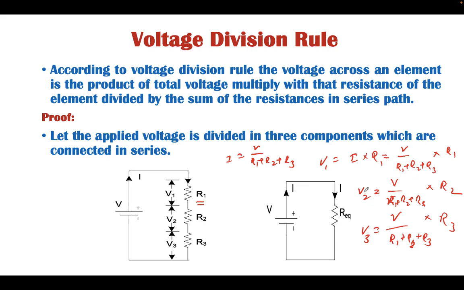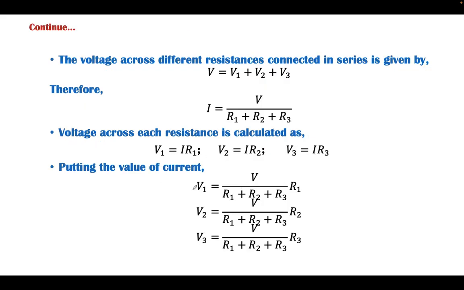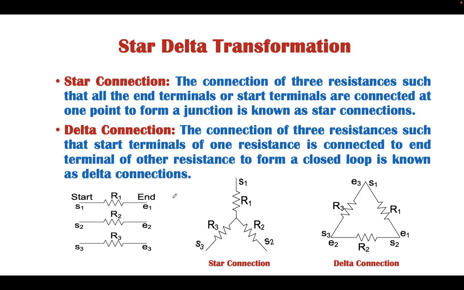But before calculating V1, V2, V3, we must know the current flowing in this circuit. That current is calculated by reducing these three elements connected in series to the equivalent resistance, that is R equivalent, which is equal to R1 plus R2 plus R3. Then we can find out V1, V2, V3 as the total current of the circuit multiplied by the resistance. And it can be applied for any number of elements.